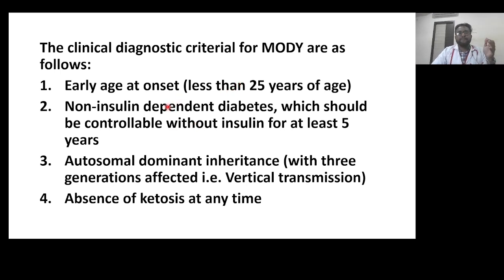So what is the clinical diagnostic criteria of MODY? Let's see. The patient should be of early age, with onset less than 25 years of age. It is non-insulin dependent diabetes, which should be controllable without insulin for at least 5 years. Autosomal dominant inheritance with 3 generations affected, that is vertical transmission, and absence of ketosis at any time. So these are the 4 points for the clinical diagnosis of MODY.